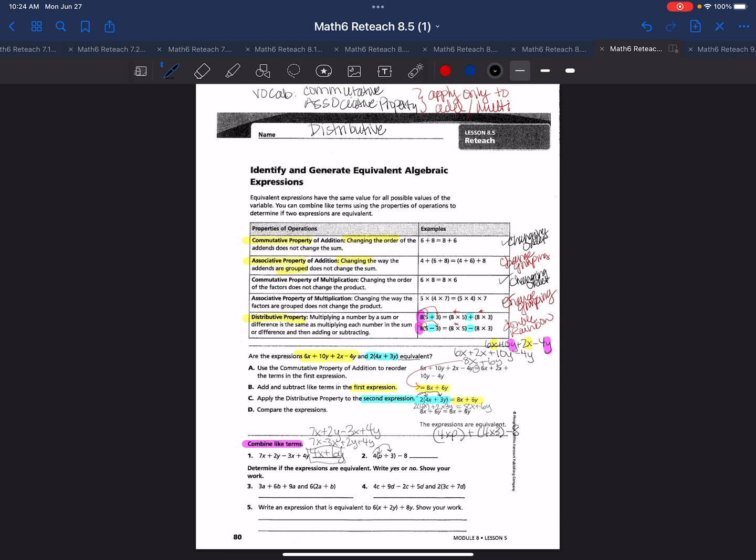Then we do order of operations. 4 times p is 4p plus 12 minus 8. So 4p plus 4 is the answer. I've combined all the like terms I can.